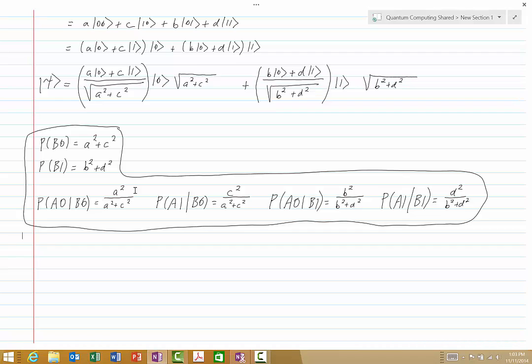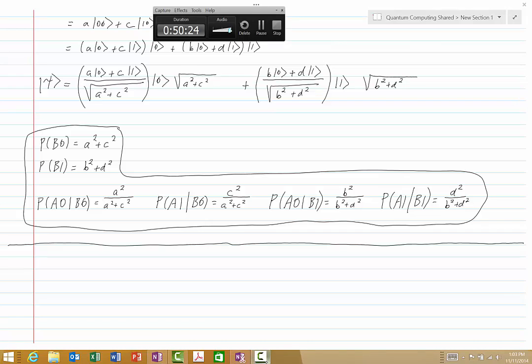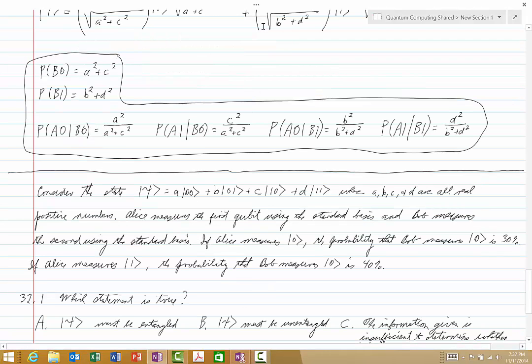Now, there is actually one more thing we're going to need to say in a bit, but let's go ahead and try to tackle our problems. So the first set of problems on the test 32 centered around the situation here.